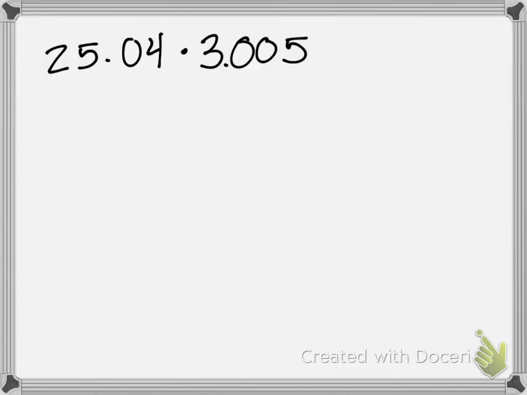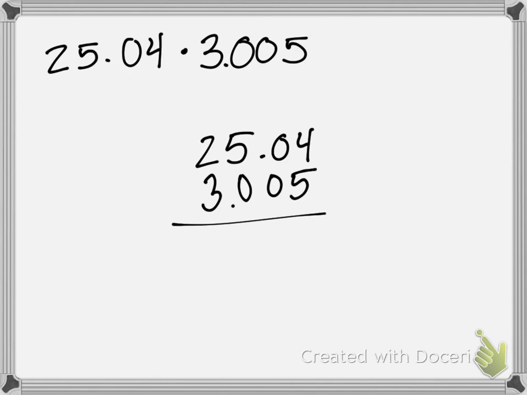Here's another multiplication problem. Remember, with multiplication, we line it up to the right. 25 and 0 and 4 hundredths, and then 3 and 5 thousandths. So I line it up just straight to the right.